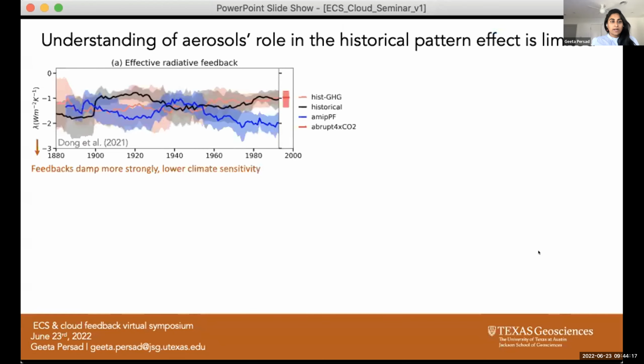Okay, so what use of the phrase pattern effect am I using here? I'll just be using the phrase pattern effect to refer to basically any variations in the strength of global mean feedbacks that we think are dependent on the spatial pattern of forcing or response. For example, here I'm showing the time evolution of the global mean effective radiative feedback parameter, lambda, from Yue Dong's 2021 paper. The more negative lambda is, the more strongly damping the feedbacks are, and consequently the lower the overall climate sensitivity.